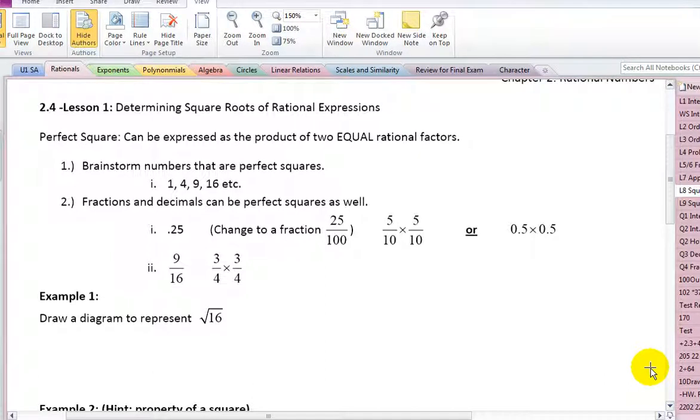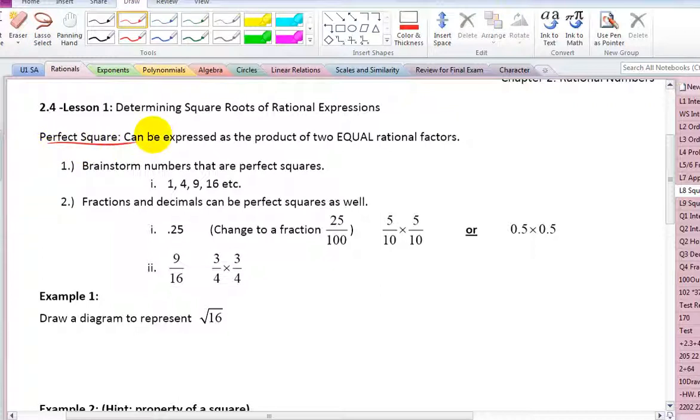Perfect. So a perfect square can be expressed as a product. We saw that. So if I say 121, what do you say? You say 11 times 11. So a product is a multiplication of two equal rational factors. Rational numbers are whole numbers, which is 11.